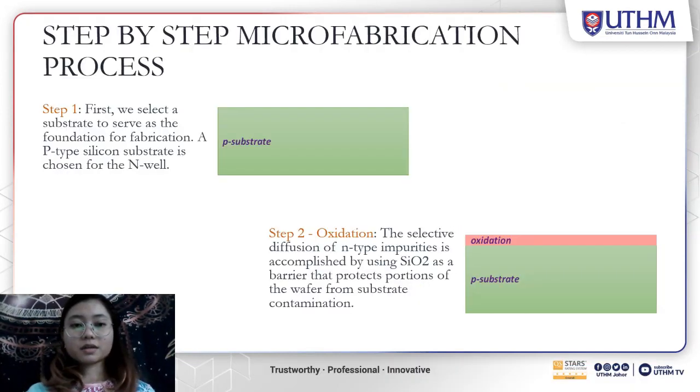I will explain the step-by-step microfabrication process from step 1 to step 10. Step 1 is first we select a substrate to serve as the foundation for fabrication. A P-type silicon substrate is chosen for the N-well. Step 2 is oxidation. The selective diffusion of N-type impurities is accomplished by using SiO2 as a barrier that protects portions of the wafer from substrate contamination.